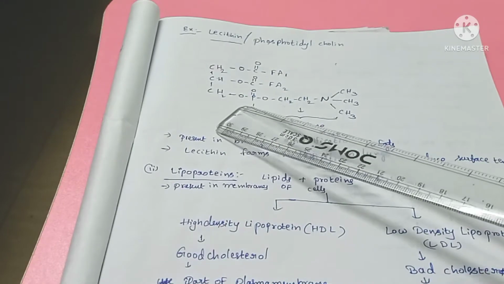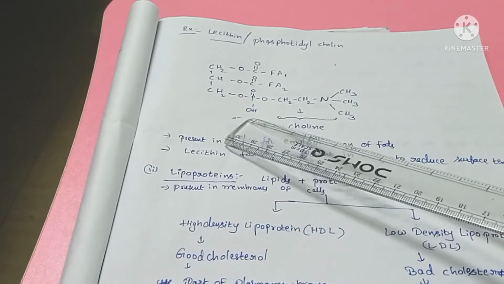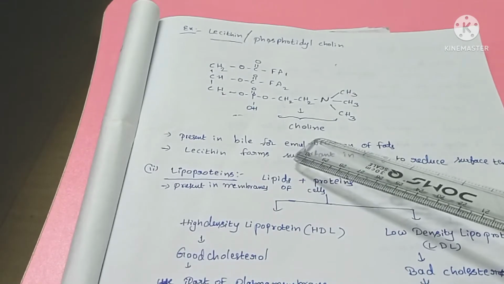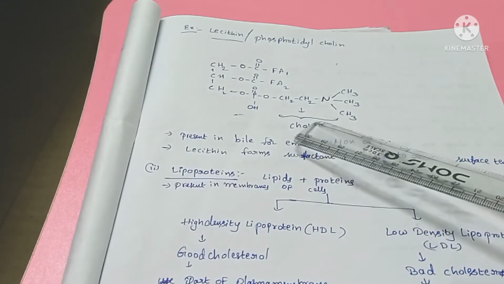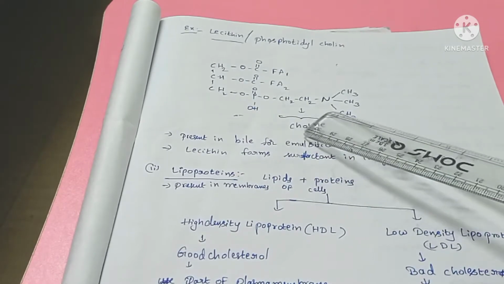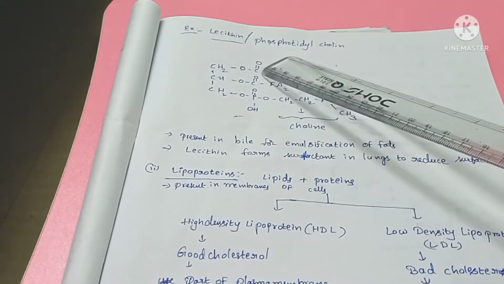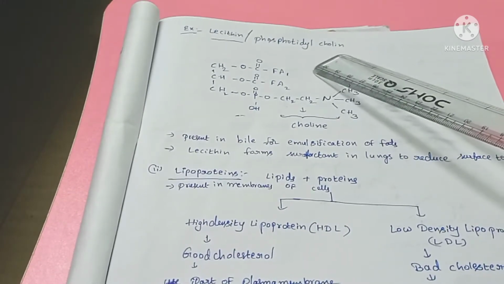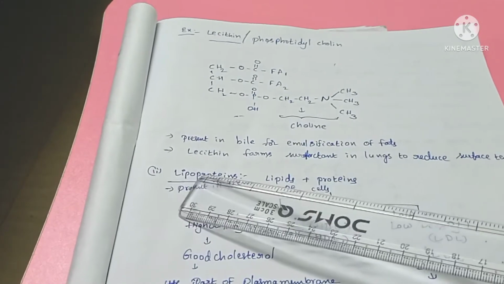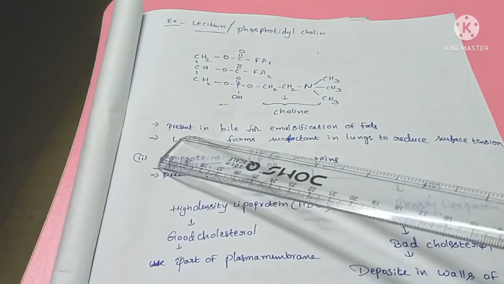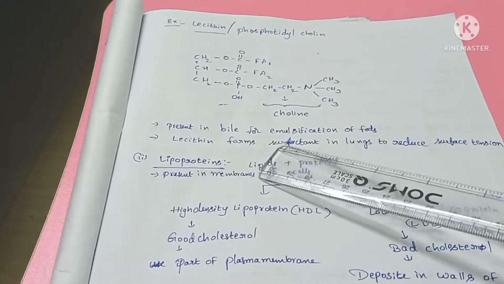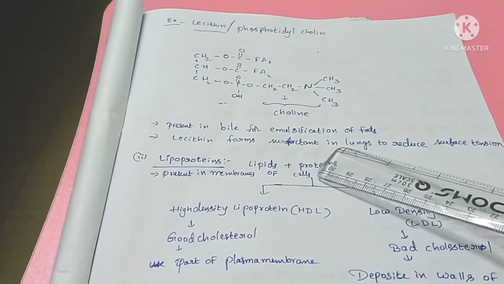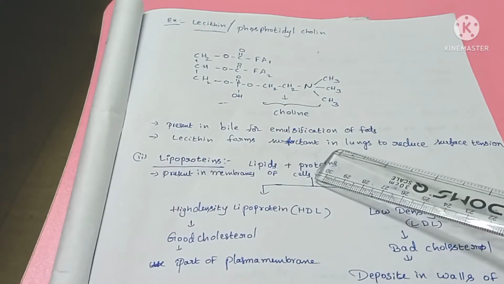And to the third hydroxyl group, what is attached? A phosphate group is attached to this. Nitrogen containing choline is also attached here. Because of the presence of the phosphate group attached to the nitrogen containing choline, this is called phosphatidylcholine, also called lecithin. And what is the function of this lecithin in our body? It is present in the bile, and it is for emulsification of fats.